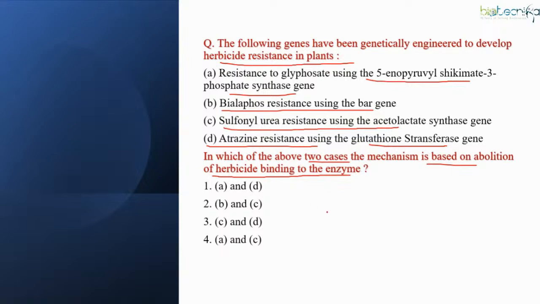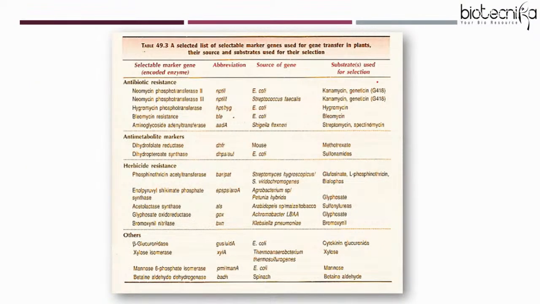So, the correct answer over here is option 4, that is statement A and statement C are correct. So, why are statements A and C correct? Have a look at this. As I told you, we have got a table that describes some categories of marker genes.